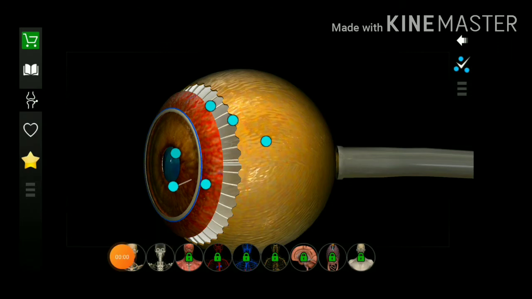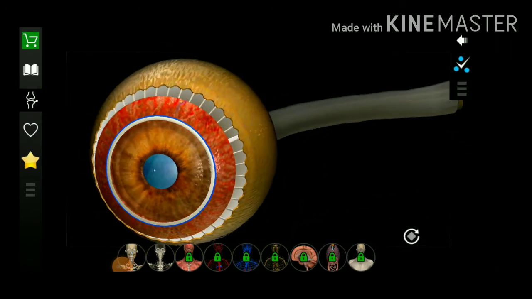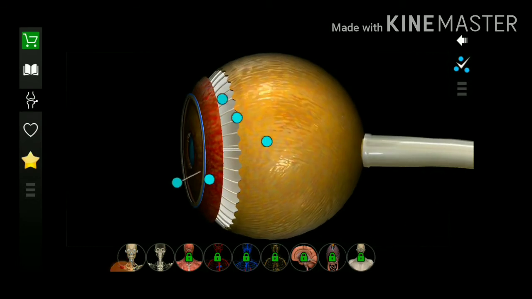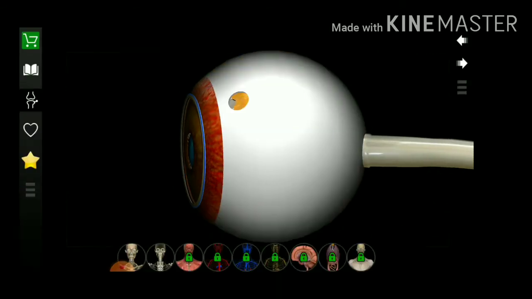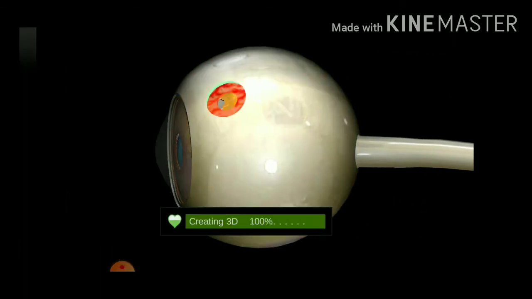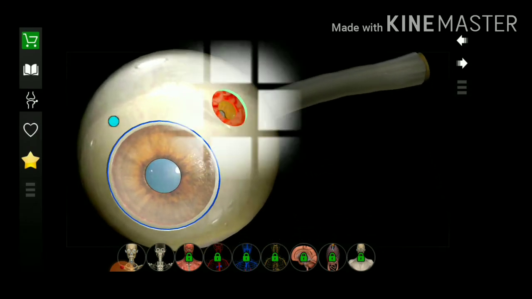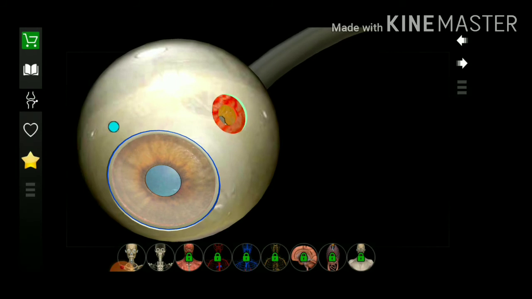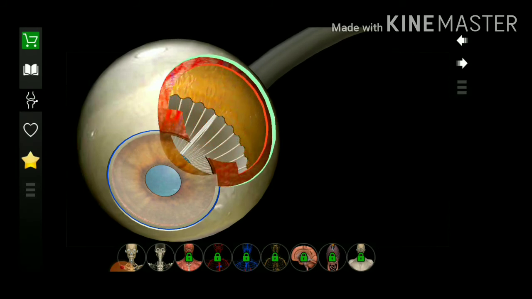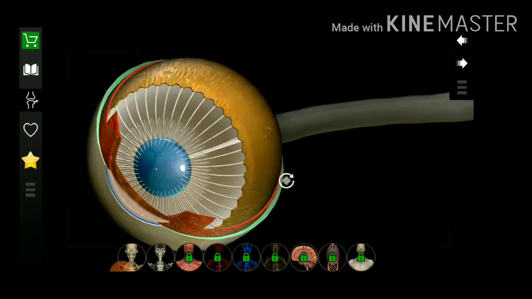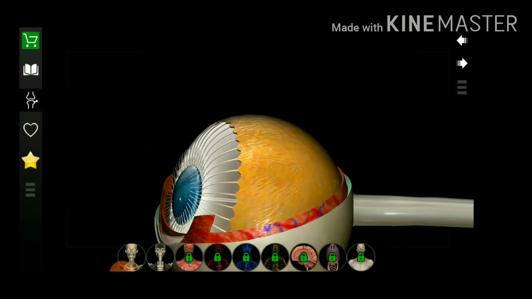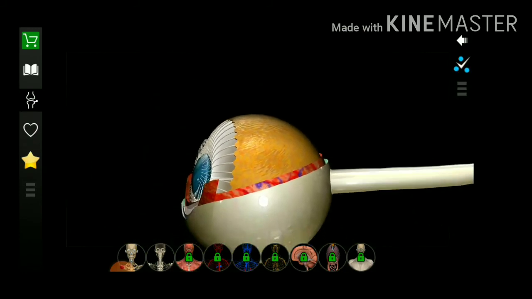We have completed the eyeball, so let us have a brief overview of what we have seen and demarcate the structures once again. This is the complete structure you can see. I am now removing the structure so that you can easily demarcate them.